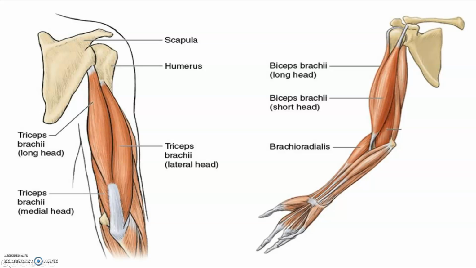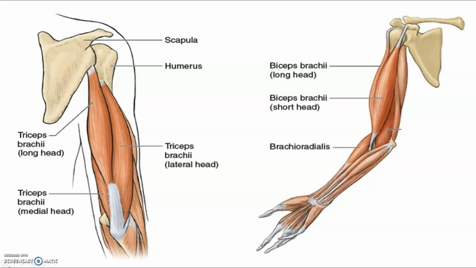In this illustration, you can see those muscles of the upper extremity. On the posterior side, you can see the triceps brachii. And the reason why it's called triceps is because it consists of three different heads: a long head, a lateral head, and a medial head.